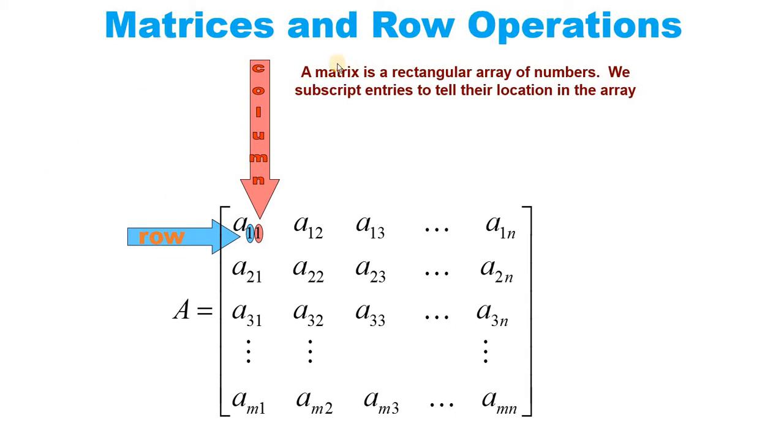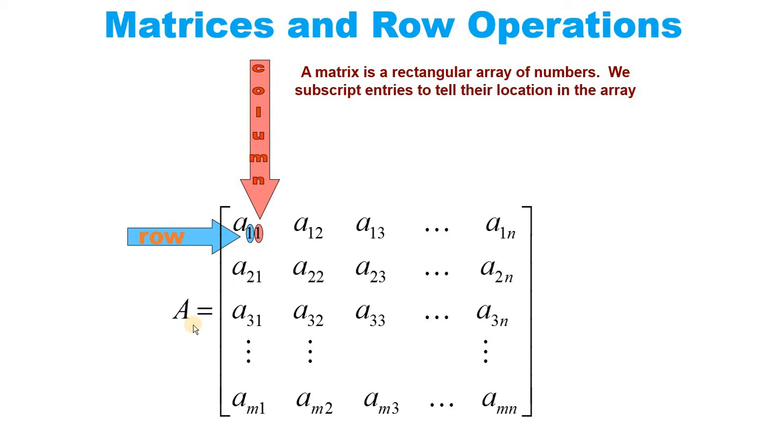A matrix is a rectangular array of numbers. Array of numbers means a table of numbers. We subscript entries to tell their location in the array. This is a matrix denoted by the capital letter of the English alphabet A.